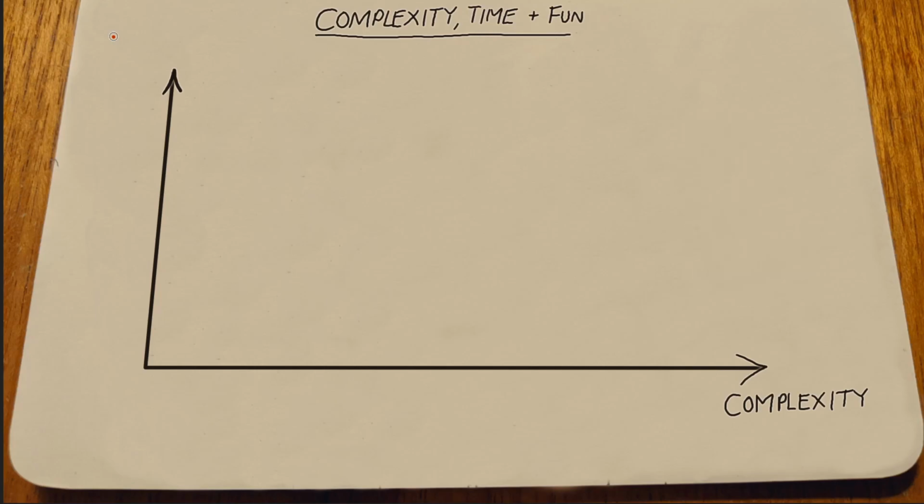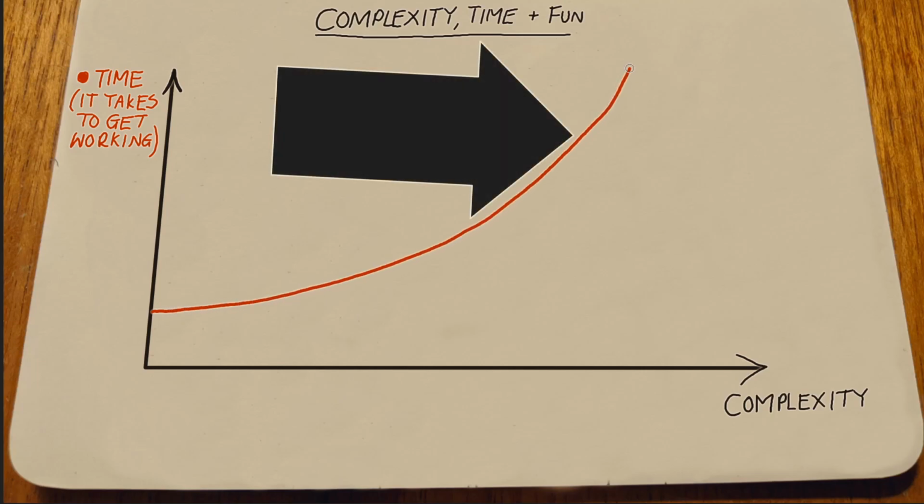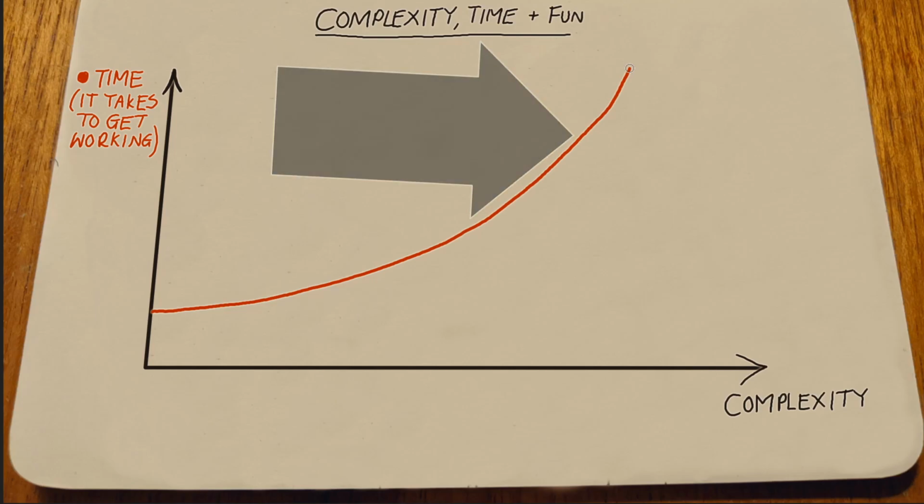The first thing we're going to plot against complexity is time to get things working, in red. As complexity increases, so does the amount of time it takes to get things working. As you get into high complexity end of the graph, the amount of time needed is large, even for small additions of complexity. If you ever want to finish your game, you need to decide where to stop adding more complexity. So how do you know when to stop?